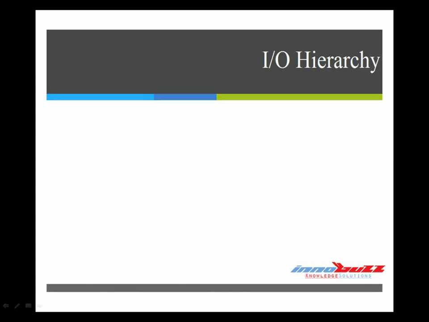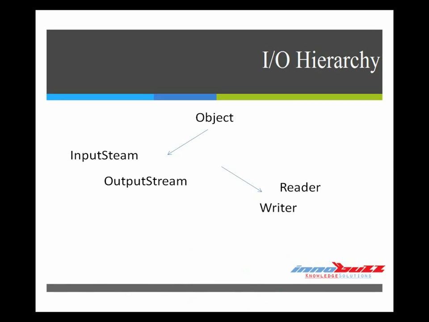Let's talk about the input-output hierarchy in the Java language. First, let's see the hierarchy of stream classes. The most important byte stream methods are in the InputStream and OutputStream classes, which come from the Object class. The Reader and the Writer are also abstract classes and define the base of character stream methods.